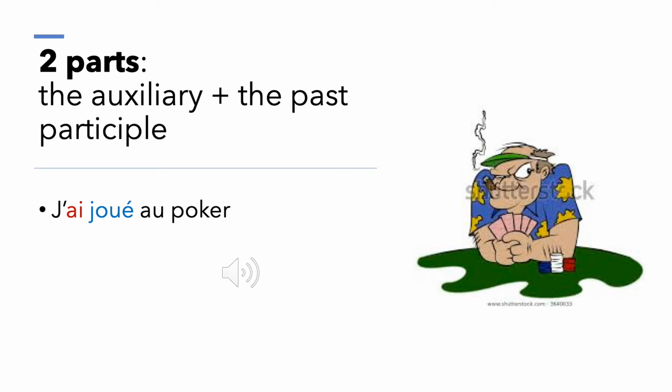tense, le passé composé. The passé composé is a compound tense, effectively, because it is made up of two verbs put together. I have played. Have and played. J'ai joué. Et and joué. Well, all of the compound tenses work in the same way. Two parts of your verb. Part one is called the auxiliary, and part two is called the past participle.